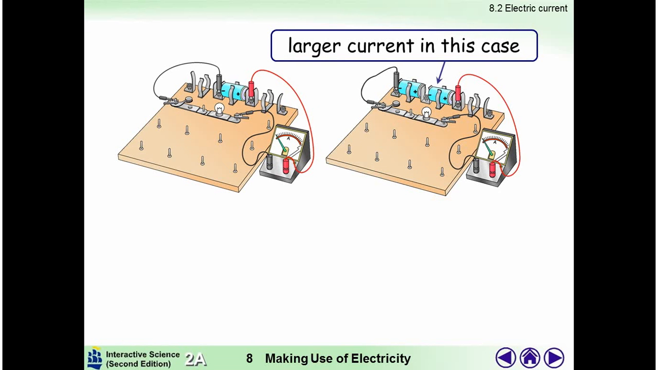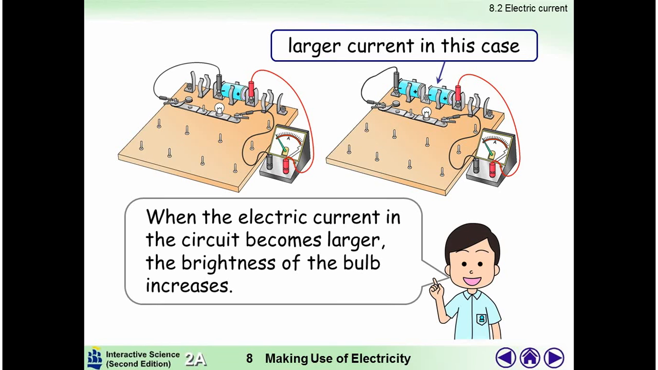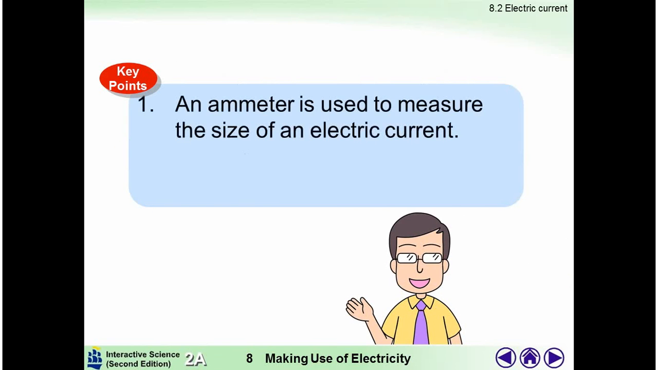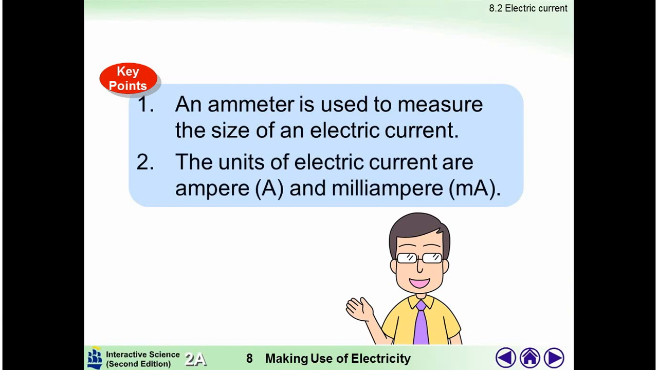Well, from the video, we found that when the electric current in the circuit becomes larger, the brightness of the light bulb increases. Now, you should learn these 2 key points. An ammeter is used to measure the size of an electric current. The units of electric current are amp and milliamp.